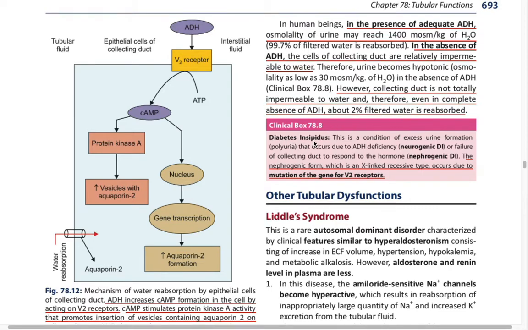Coming on to the common case of diabetes insipidus, this is a condition of excess urine formation that occurs due to ADH deficiency. It is called neurogenic diabetes insipidus, or there is failure of the collecting duct to respond to the hormone. The nephrogenic form, which is X-linked recessive type, occurs due to mutation of the gene for V2 receptors.